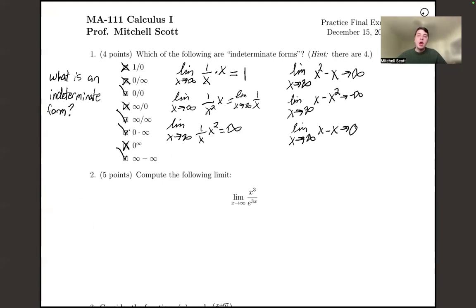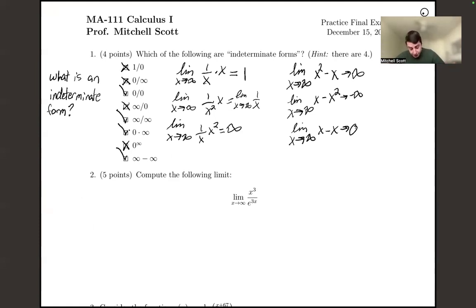Okay. So now that we know all of the indeterminate forms and when we can apply L'Hopital's to it, we're going to compute the following limit: the limit as x goes to infinity of x cubed over e to the 3x. The first step with any L'Hopital's question is to try to plug it in exactly and see what happens. Maybe it's well behaved.